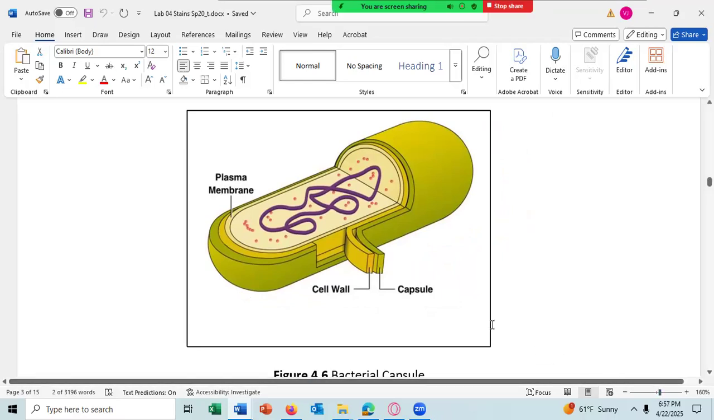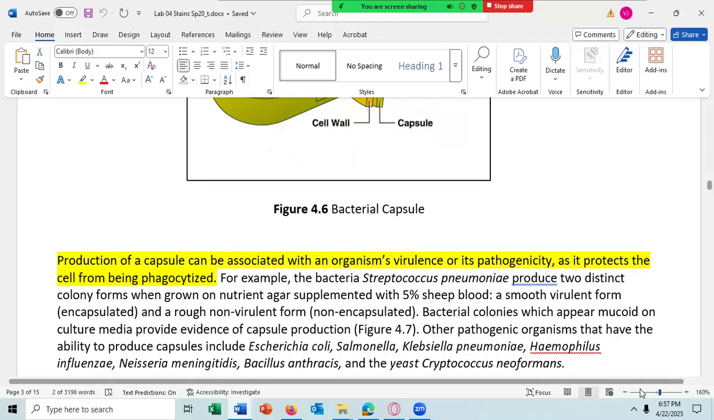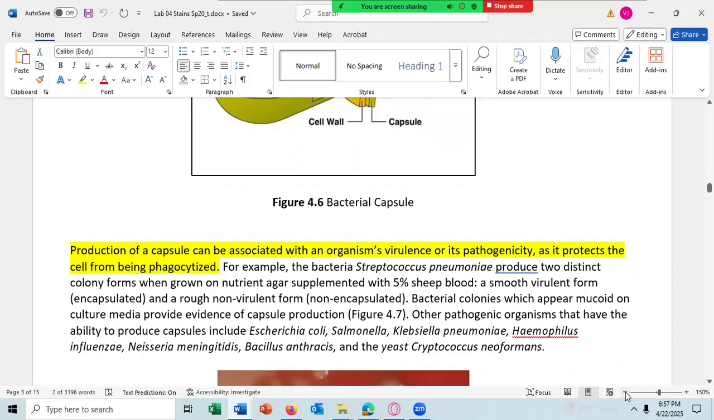Both the capsule and the slime layer are easily washed off the cell by normal staining techniques. So in the gram stain, you'll wash the capsule off and you will not see it. You have to use a special, gentle staining technique to see the capsule, and you can only see the capsule under the light microscope. You can't see the slime layer.